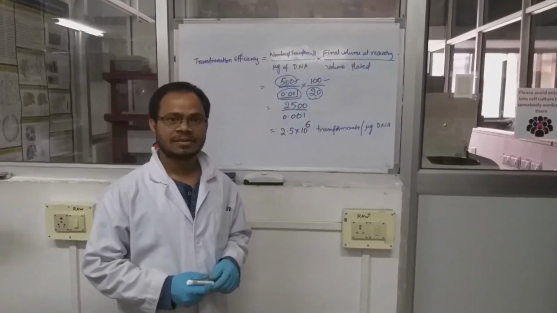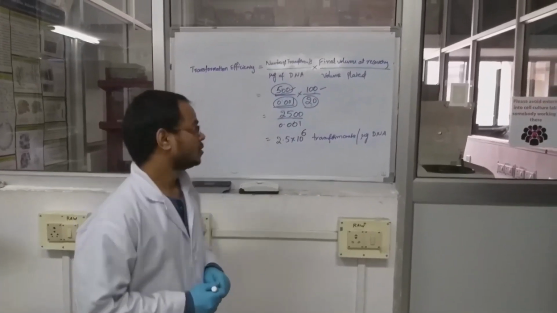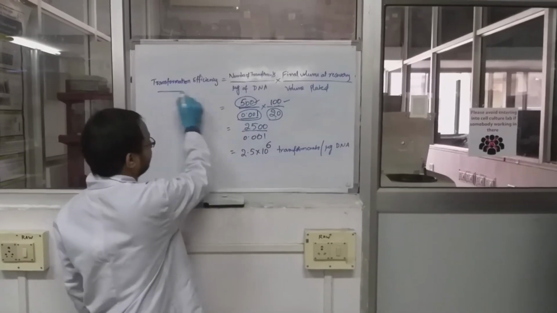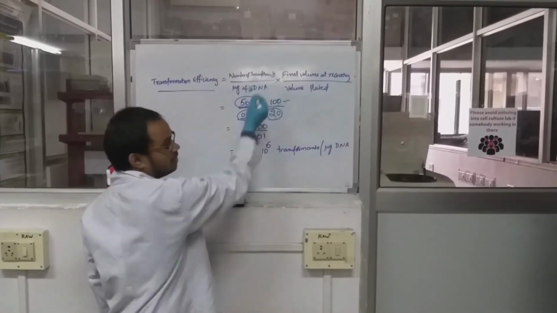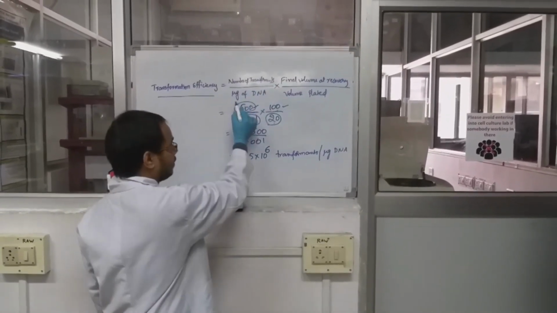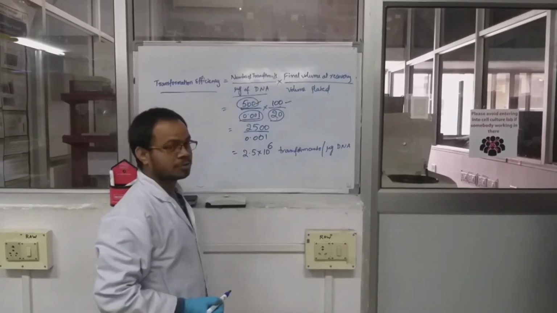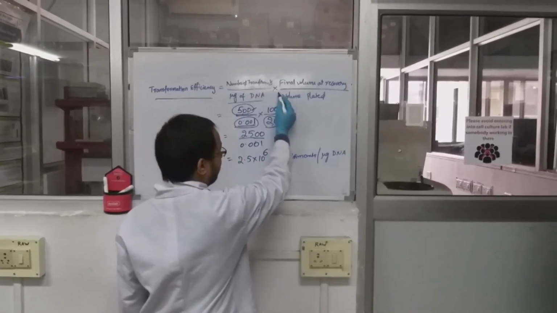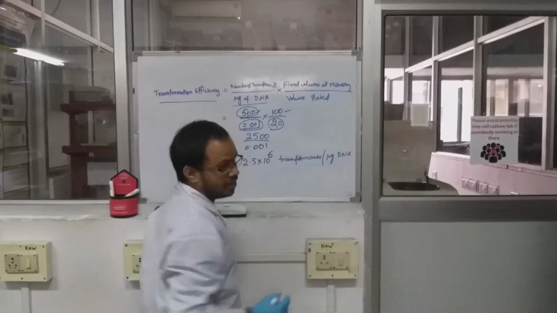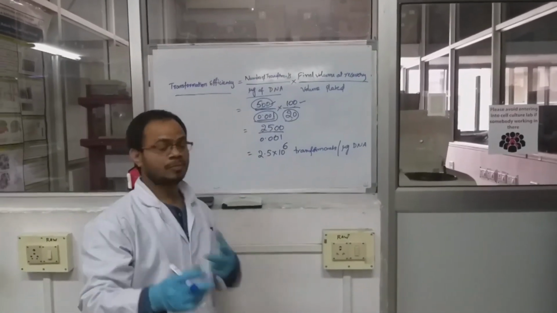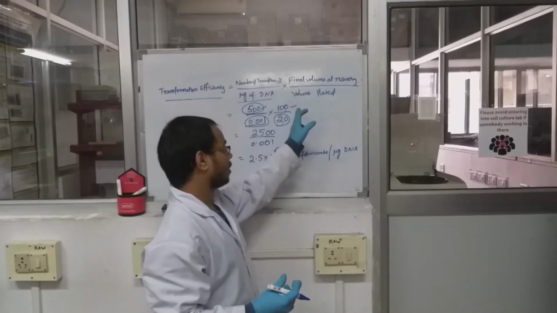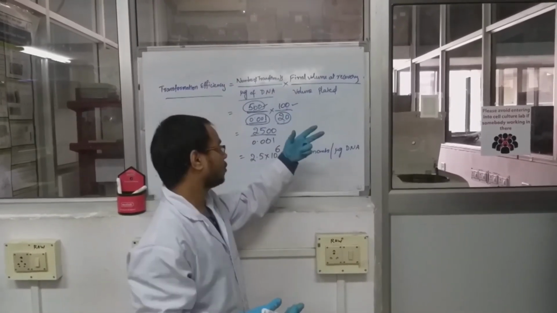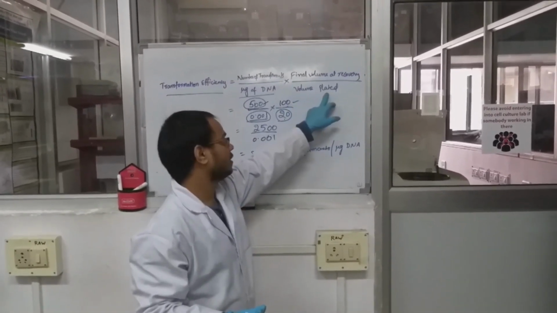Now we will calculate the transformation efficiency. There is a formula for transformation efficiency: the number of colonies you got on that plate and the microgram of DNA you used, multiplied by the final volume at recovery, how much volume you recovered, that is 100 microliter or based on your choice, and how much volume was plated.